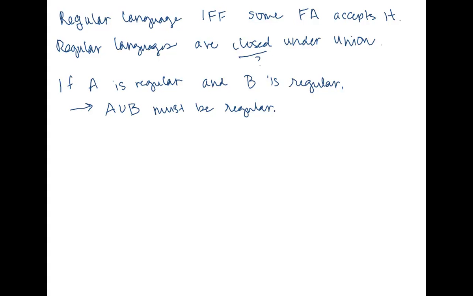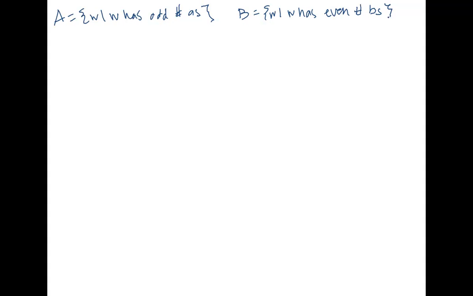Okay? So let's go back to our previous A and B languages. So again, we have A is W such that W has an odd number of A's. And we also have language B, so W such that W has an even number of B's. Okay, so here's my two regular languages to start off with.